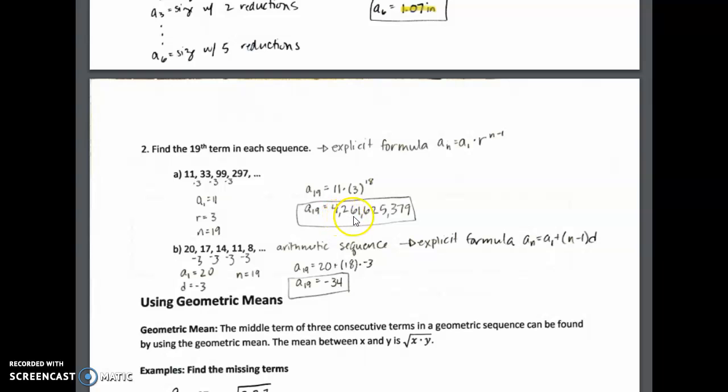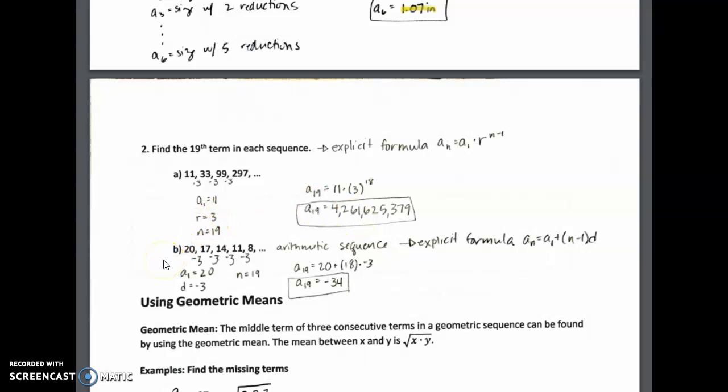It's 4,261,625,379. And it makes sense that it should be a big number. We're multiplying by 3 every single time. So when we do that 19 times, we are going to end up with a very massive number.